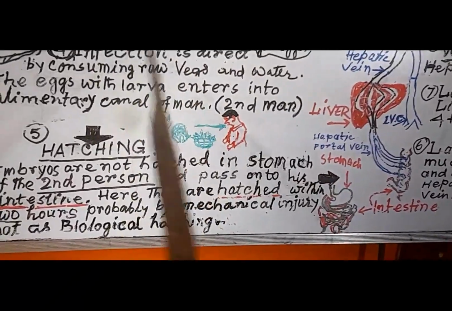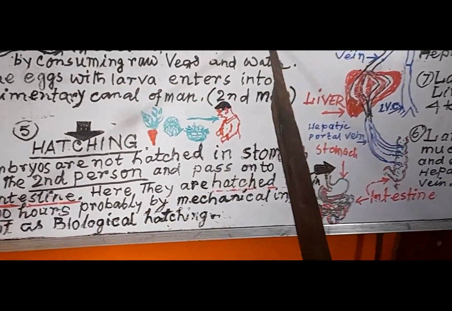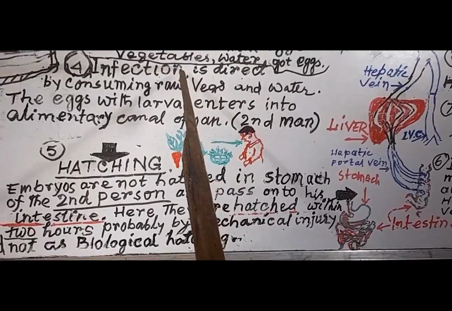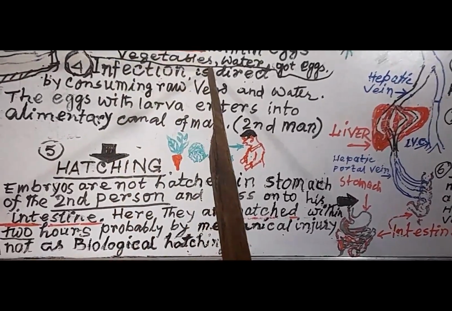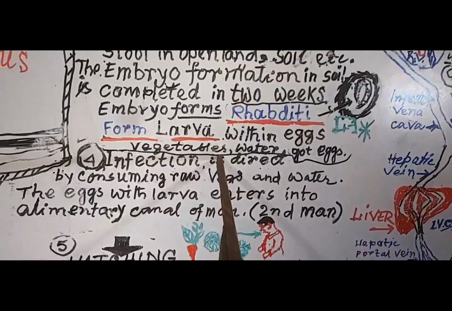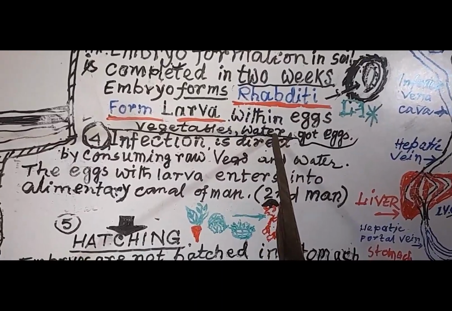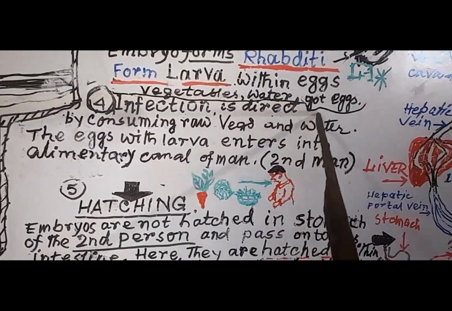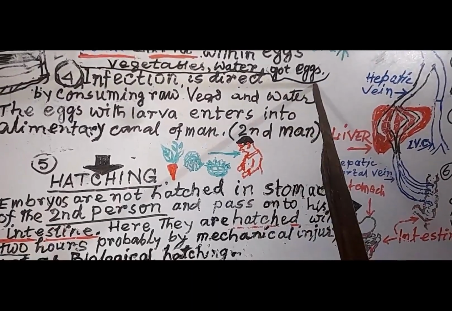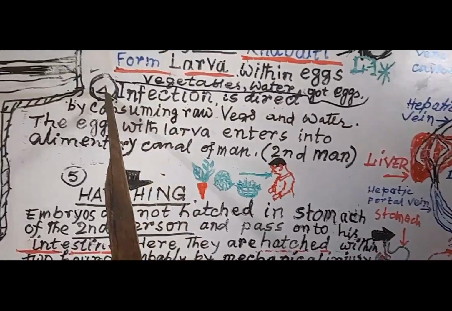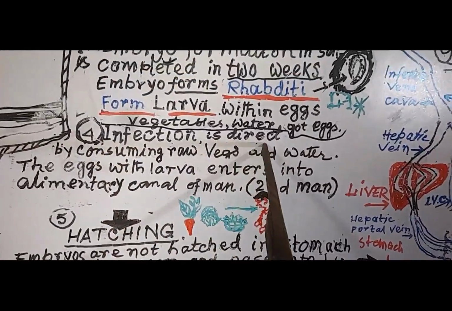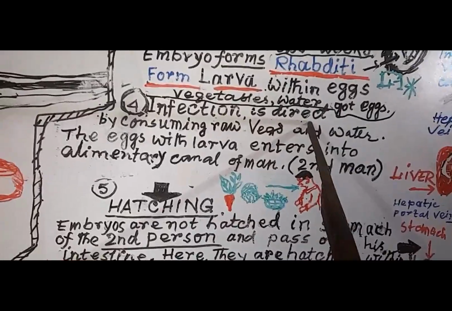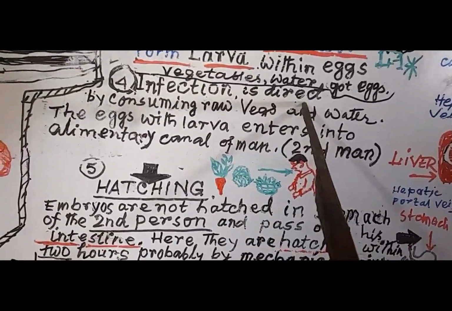vegetable gardens, etc., then it is contaminating the vegetables and water, and they are totally contaminated. The infection is the 4th point. The infection is direct and there is no indirect way.